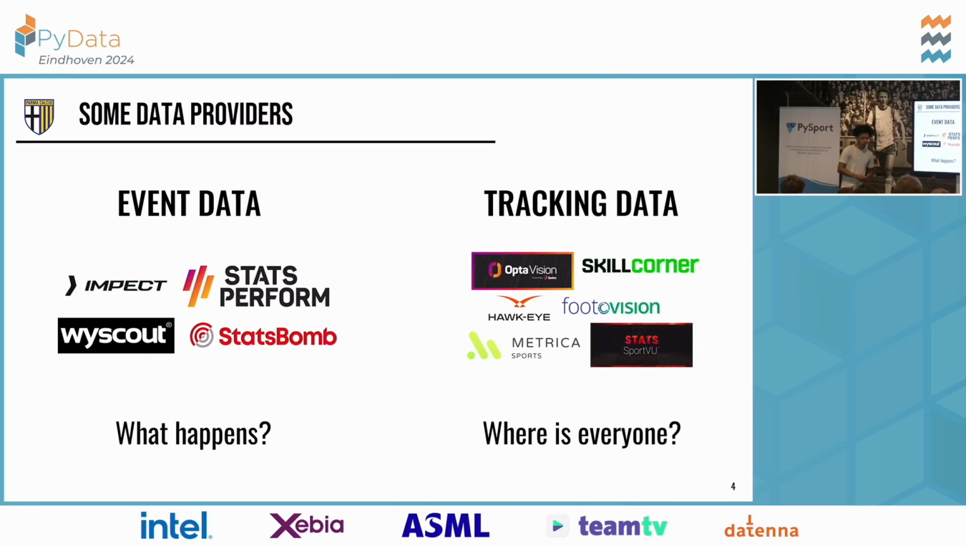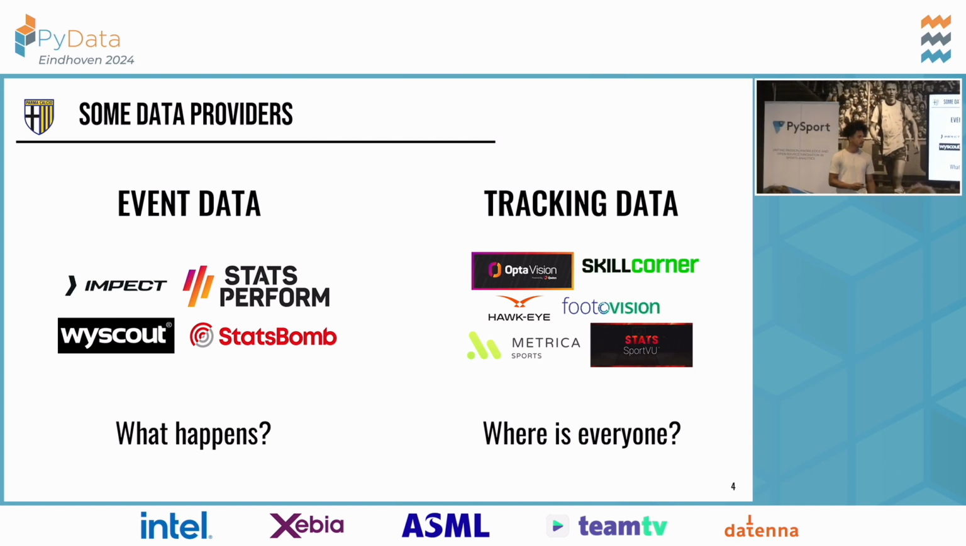So what kind of data do we have in football? We have two types of data for games. Today my presentation will be focused on game analysis. And this data comes from different providers that you can see here. First we have event data that answers the question, what happens during the game? And tracking data answers, where is everyone?